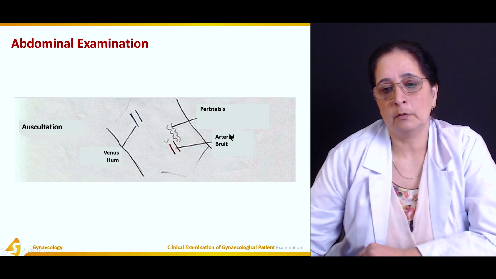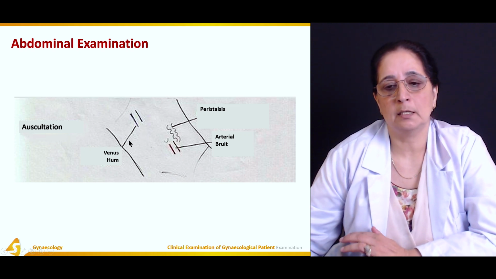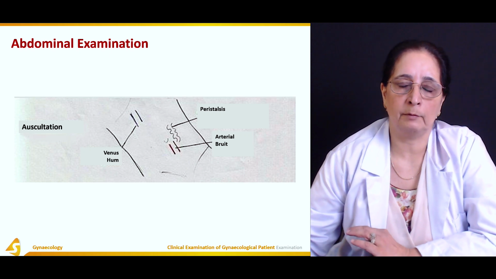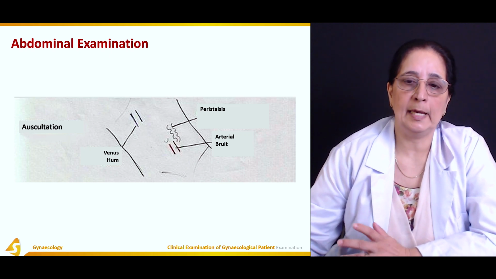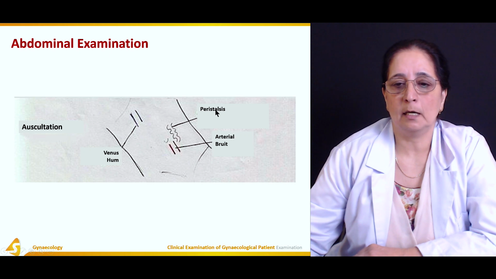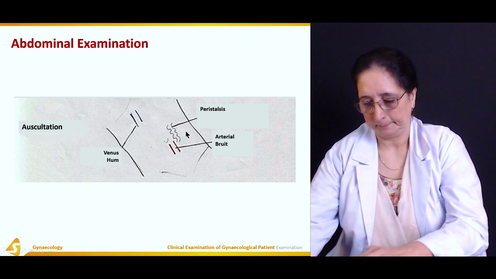Also, you can hear the arterial bruit sound on the abdomen and the venous hum. All these are sounds produced by the flow of blood through the veins and the arteries. And these are the peristaltic waves.